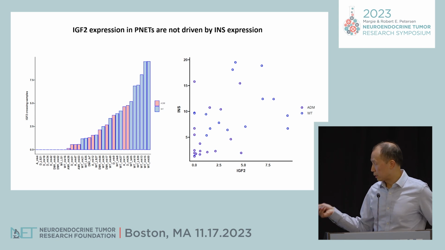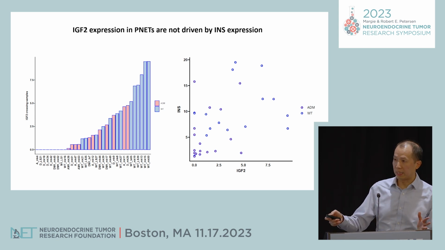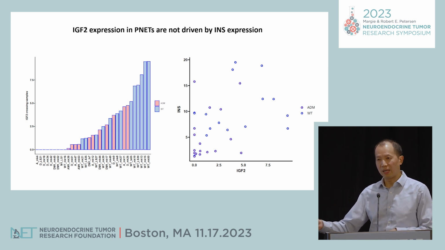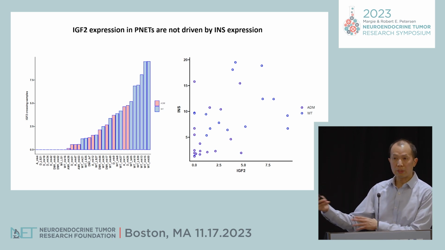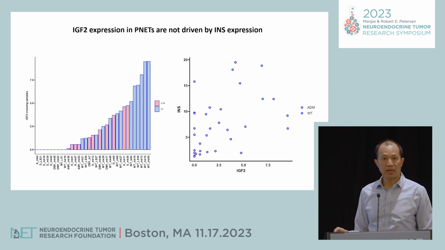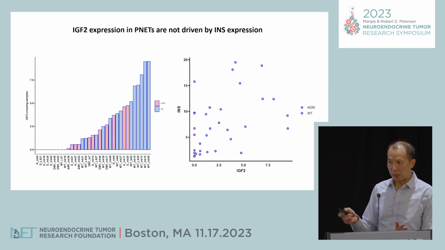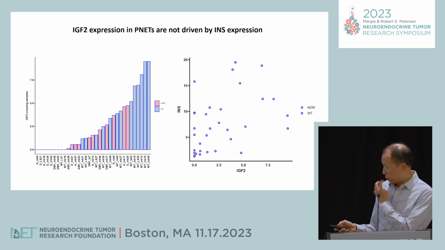This is not specific to either the subgroup that has the alpha-like signature, or the other half that is wild-type for ATRX, DAXX, and MEN1. So it's irrespective of that mutational pattern.